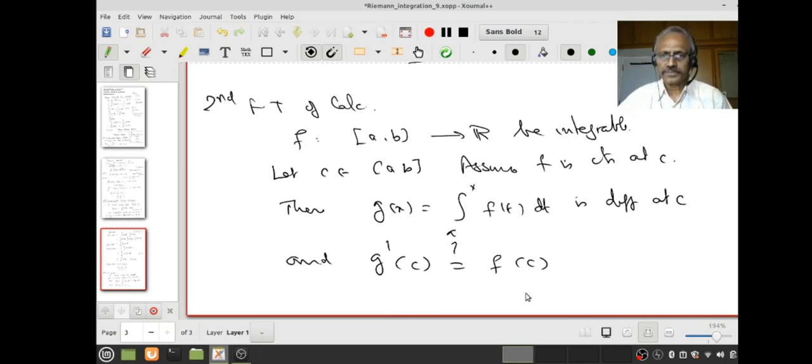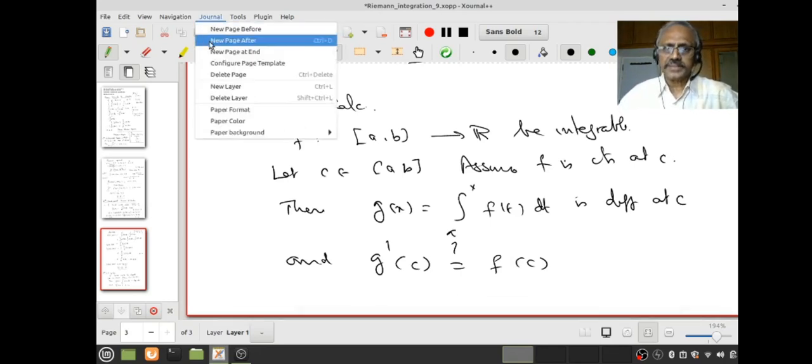Look at a proof. So when I fed in an integrable function, the output is much better. It's a Lipschitz continuous function. So when I feed in a continuous function, what I'm going to get is a differentiable function. Do you like it? Very good. So how do I prove it? The proof is again easy.